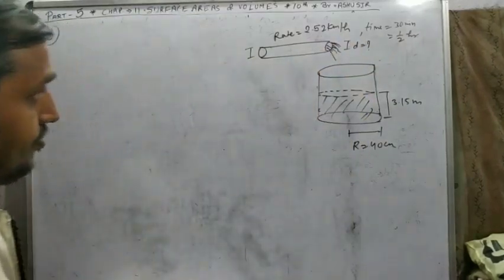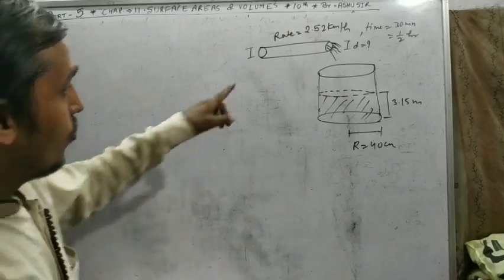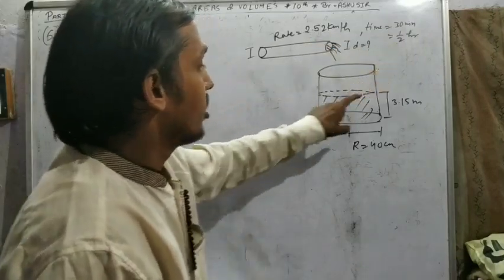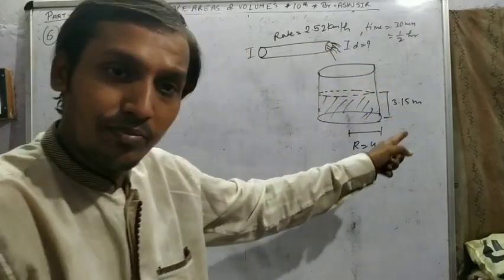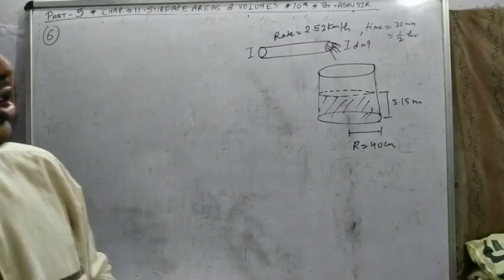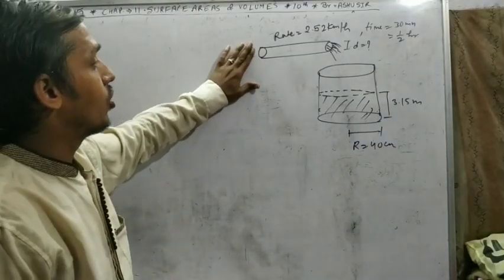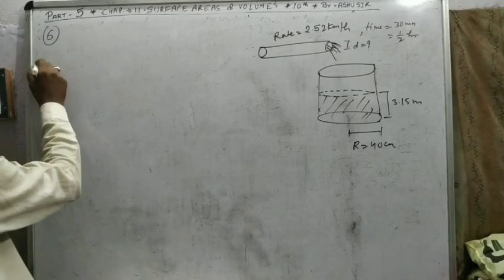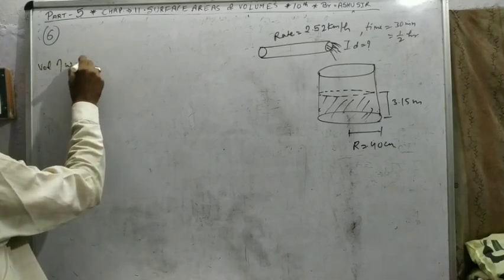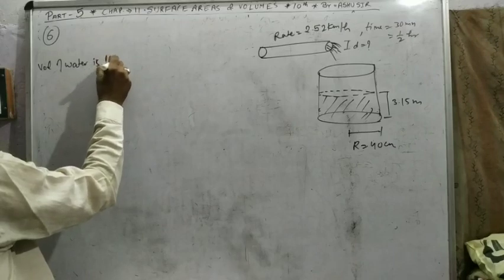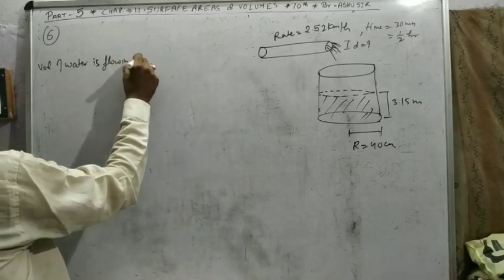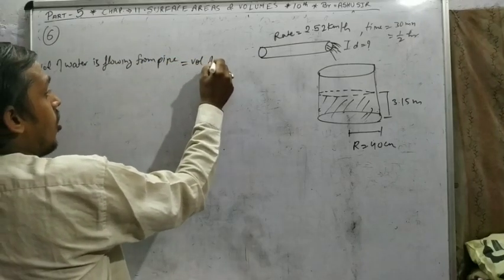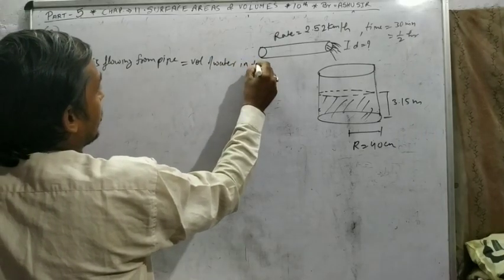Diameter of this pipe. I hope you understand the question. What is flowing from the pipe at a rate of 2.52 km per hour in 30 minutes? The tank is full with a height of 3.15 meter, which is 40 centimeter in radius. So find the diameter of the pipe where the water is flowing out. Let's see. If I say volume of water flowing from pipe is equal to volume of water in tank.